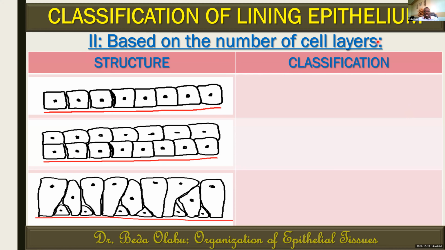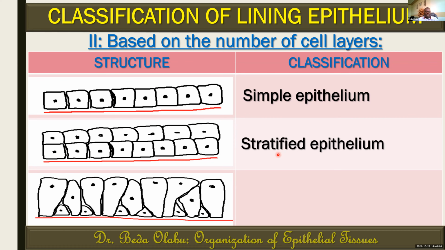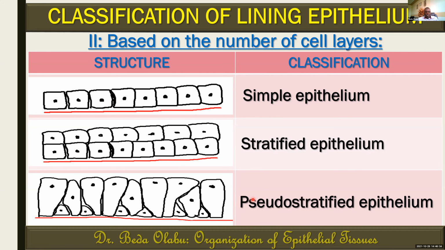So we classify lining epithelium first based on the number of cell layers. If it's one layer, we call it simple. If it is more than one layer, we call it stratified. We call it pseudostratified if it is one layer, yes, but it's a mixture of short and tall cells. So the appearance it gives us is that of stratification, yet it is not. We call that pseudostratified. So simple epithelium is one layer of cells, everything resting on the basal lamina.